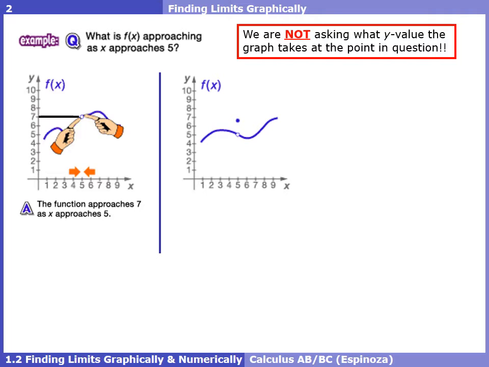Here, if we answer the question of what is f of 5, you can see there's this solid dot up here, so we know there's a value for f of 5. But again, we're not concerned with that solid dot. We're concerned with figuring out what value is the function approaching as we get closer and closer to 5.